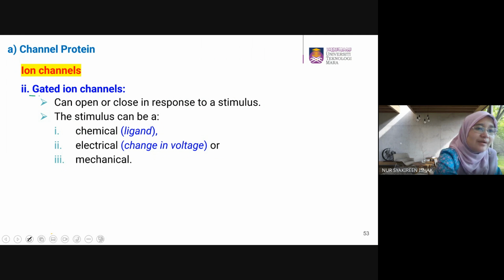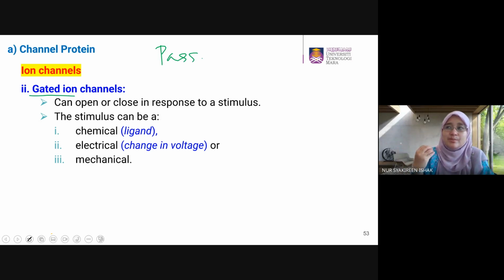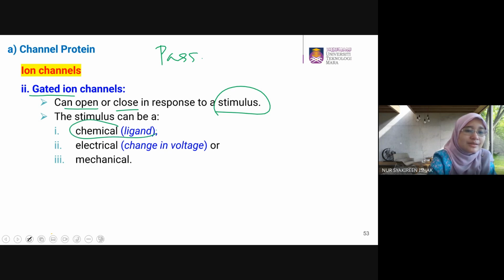But this one here, we have the gated ion channel, still passive. Okay, still passive. Still the movement is down the concentration gradient, but the channel only opens if there is a stimulus. Okay, so it can open or close in response to a stimulus. So the stimulus can be the presence of a chemical molecule. So this chemical molecule, we call it a ligand.